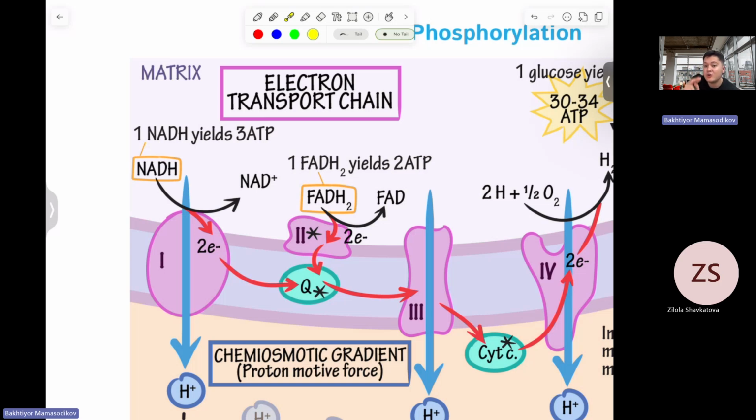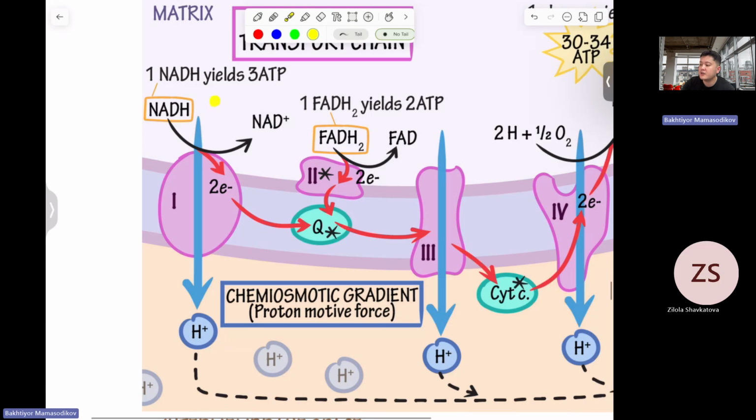Okay, why is there a difference? Because FADH₂ enters later in this chain. First, the NADH is entering. After that, the FADH₂ is entering. It's entering later, so it pumps fewer hydrogens. We should pump the hydrogen.